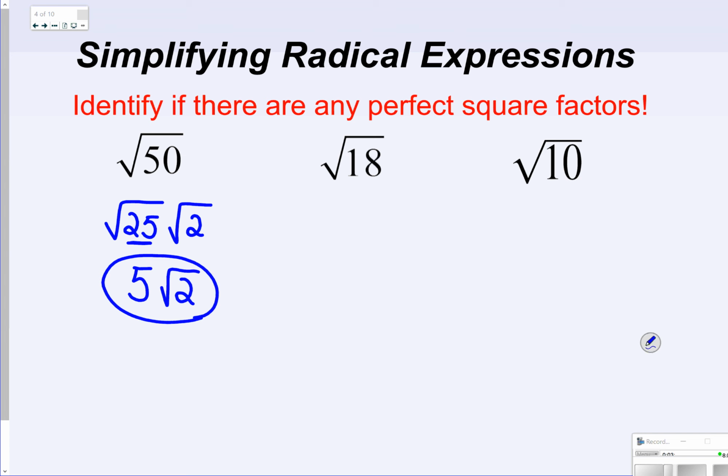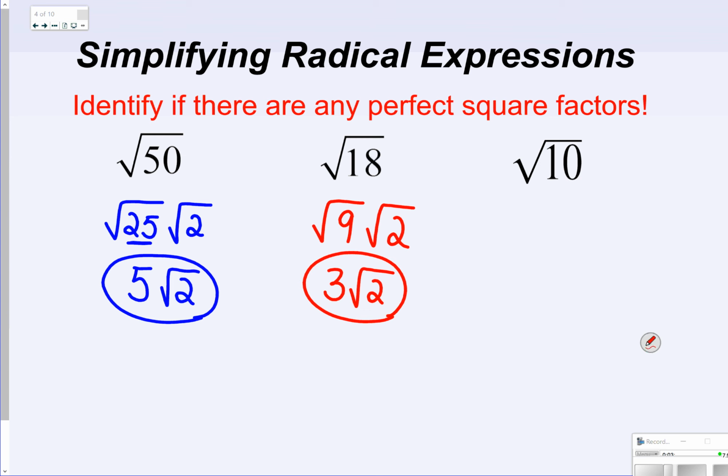Let's go to the square root of 18. Again, we want to think about what our factors of 18 are, and we want to think only about the perfect squares. Perfect squares like 4 or 9 or 25 or 16. And if you think about your perfect squares, we know that 9 is a factor of 18. So we want to factor this into the square root of 9 times the square root of 2, which is actually 3 times the square root of 2.